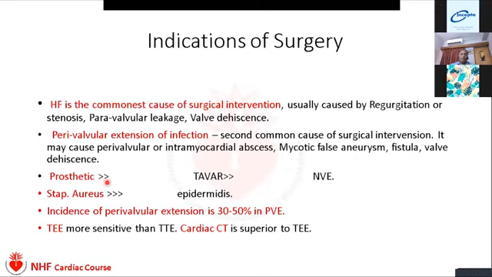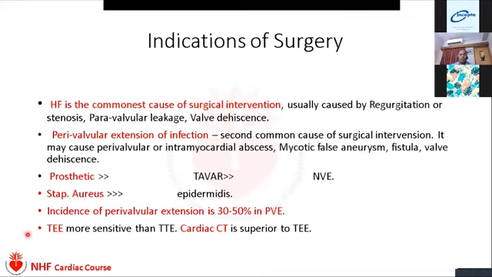Prosthetic valve endocarditis needs more surgical intervention than native valve endocarditis. And Staphylococcus aureus infection is definitively more risky, and that needs more surgical intervention. The incidence of perivalvular extension is around 30 to 40% in prosthetic valve endocarditis.